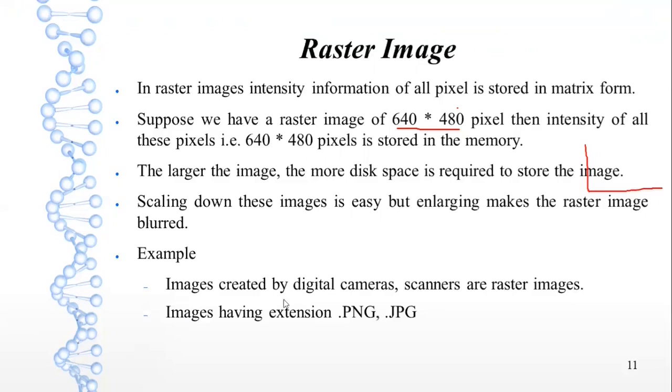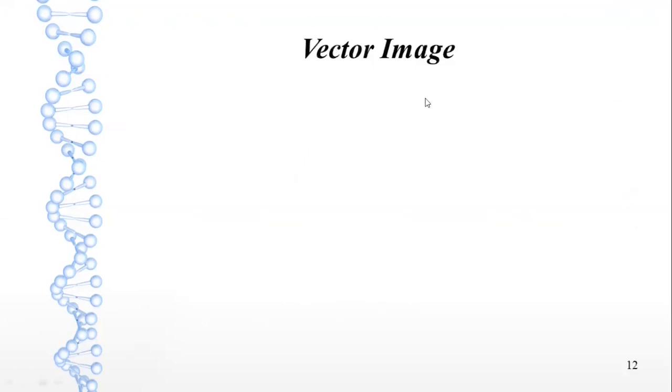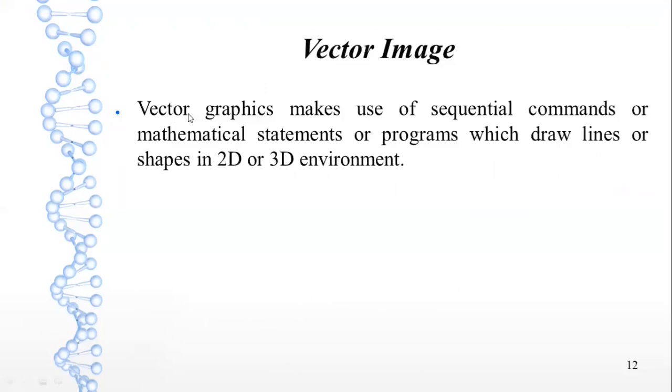So raster image generally have extension like .png, .jpg. So you know the images have different extensions of .png, .jpg. So those images which are having extension .png or .jpg, they are considered as raster image. Now let's discuss second type of image, that is vector image. So what happens in vector image? In case of vector image, we make use of what?